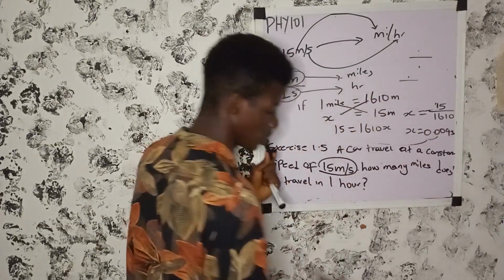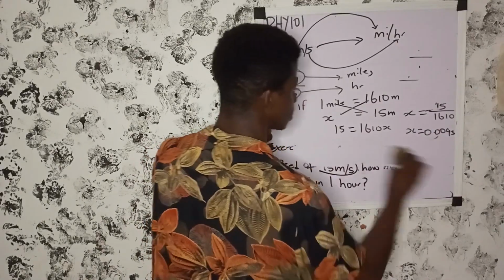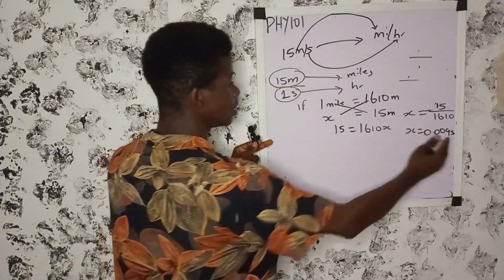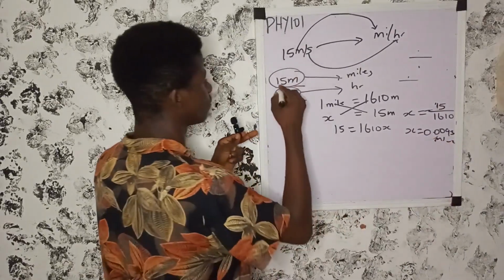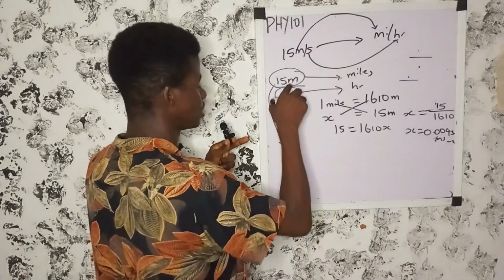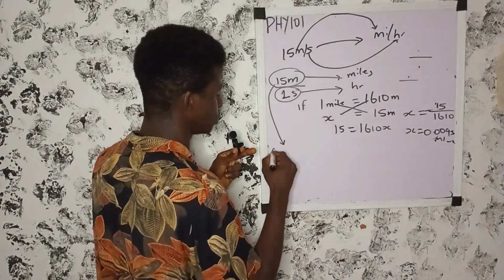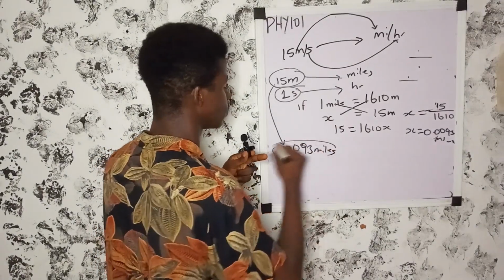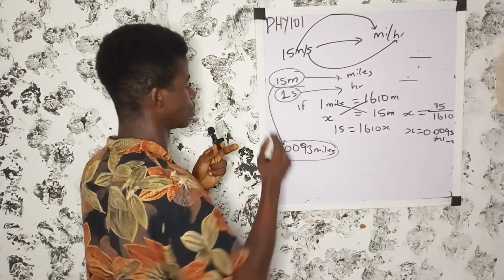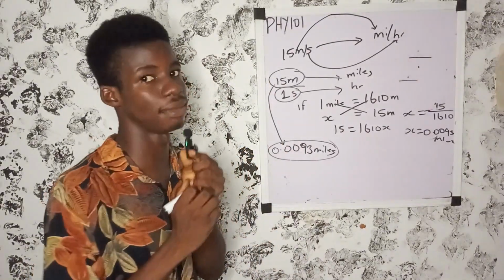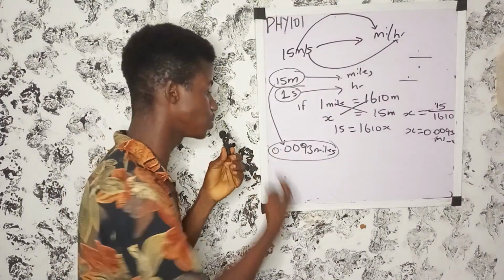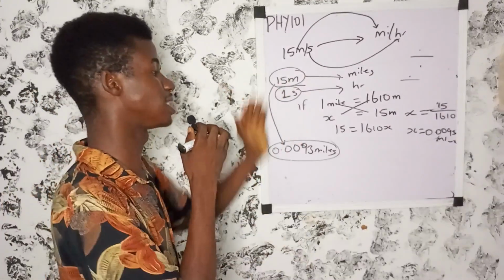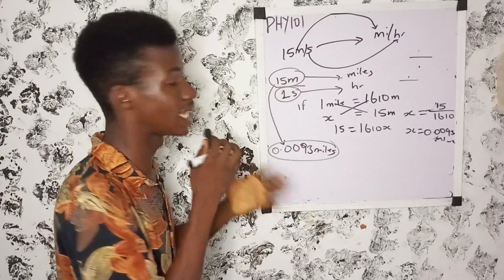0.0093. So these are our miles. We have converted 15 meters to 0.0093 miles. So this tells you that 0.0093 miles is the same thing as 15 meters, or 15 meters is the same thing as 0.0093 miles.